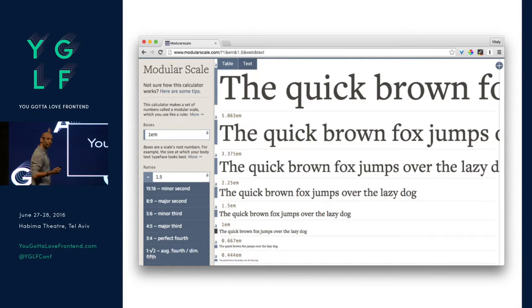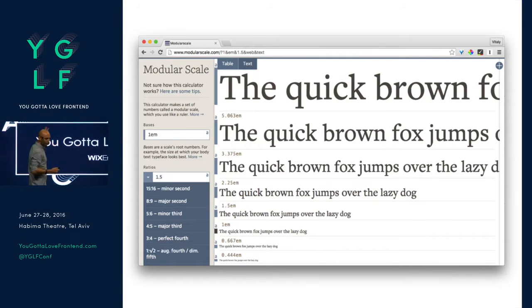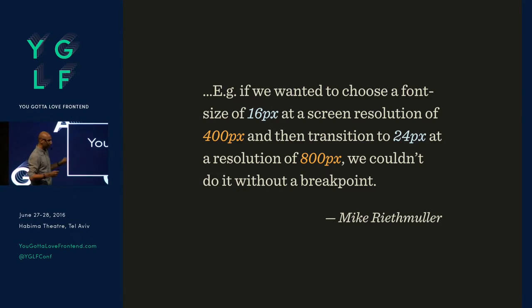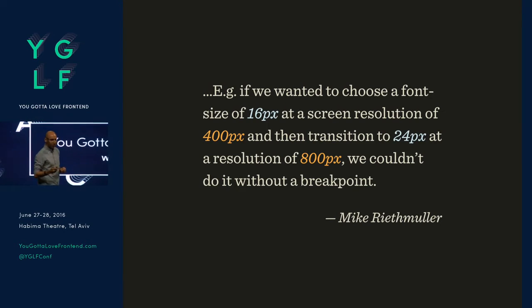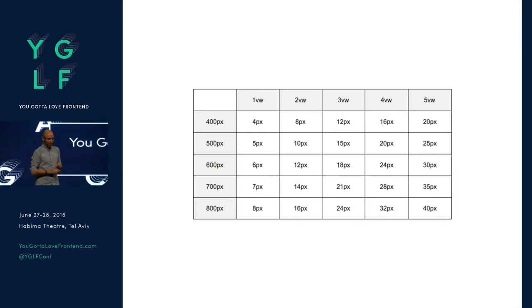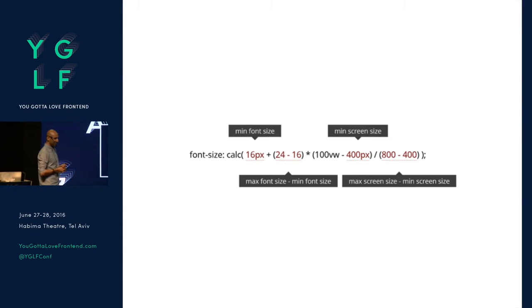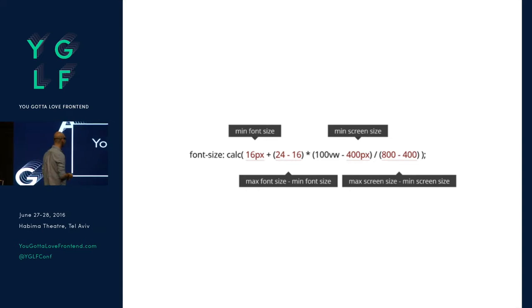Because if we tend to use modular scale, like minor second or major second or the major third, something like this, which is actually very common in design, right? If we wanted to choose a font size of 16 pixels at a screen resolution of 400 pixels, and then transition to 24 pixels at 800, we couldn't do it without a breakpoint, unless we use this formula. Now this, I know, sounds scary, right?